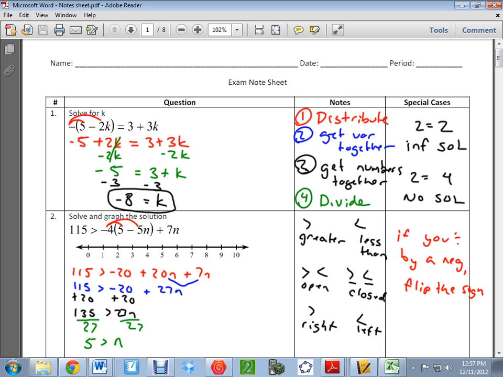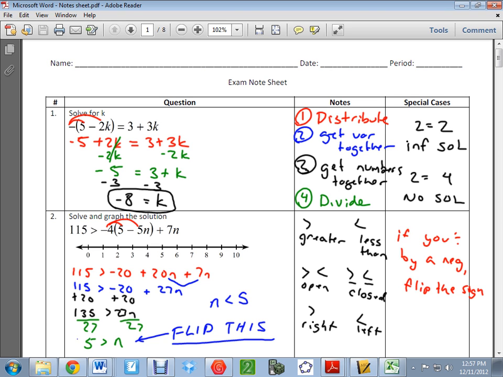Now, it is important that you flip this around. Why is that important? When you graph it, you go that way. If I don't flip this around, a lot of people would look at the greater than symbol and say graph it to the right because it's greater than. Yeah, that's true. But this is 5 is greater than n, which means that n is less than 5, right? If 5 is bigger than n, then n must be less than 5. So if I graph this, I'll get it right.